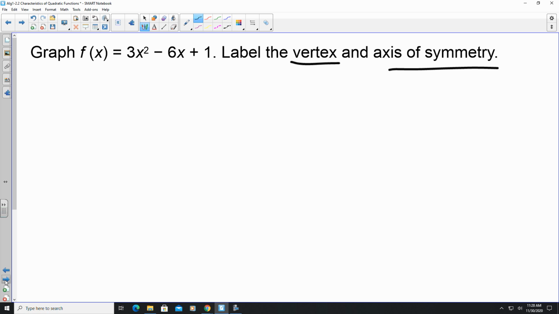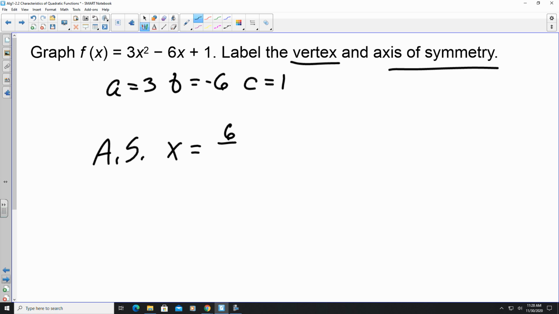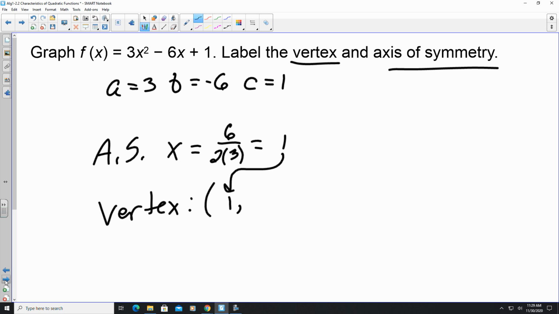So here they're telling us that a is 3, b is -6, and c is 1, okay? So in order to find the vertex, the first thing we have to do is look at the axis of symmetry. Axis of symmetry is going to be x equals -b, so it's +6, over 2 times a, which is 3. 2 times 3 is 6. 6 divided by 6 is 1. So x is 1. The vertex now, the x coordinate comes from that value of the axis of symmetry. So 1 is going to be my x coordinate of the vertex.